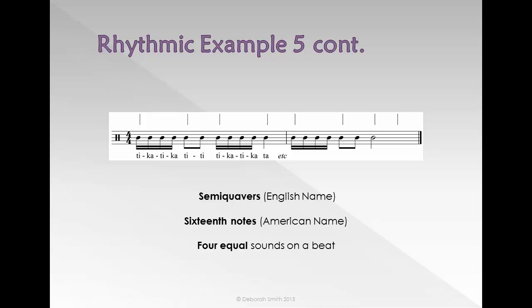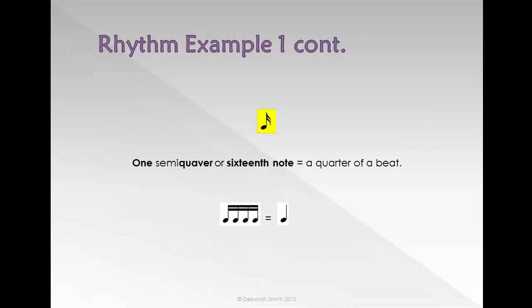These new rhythms are called semiquavers, or 16th notes. When found in groups of four, it is four equal sounds on a beat. When on its own, it looks like this, and is worth only a quarter of a beat.